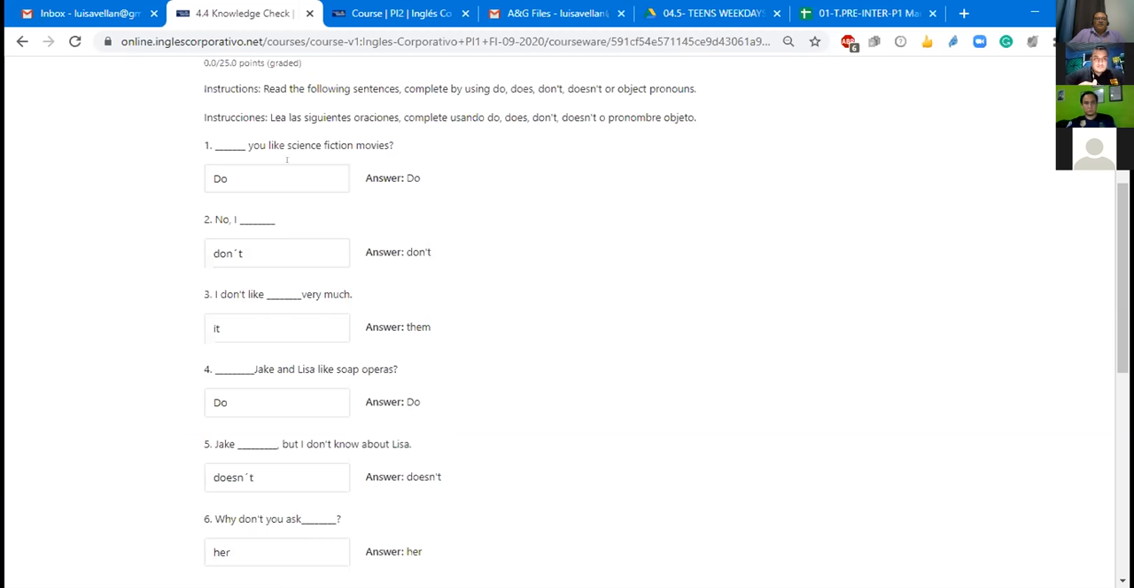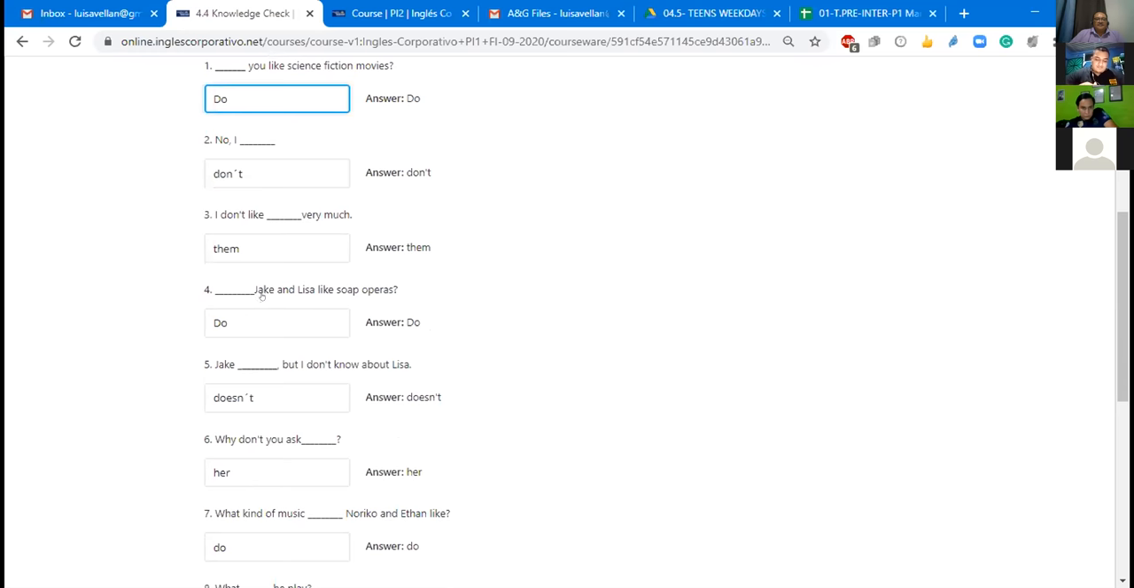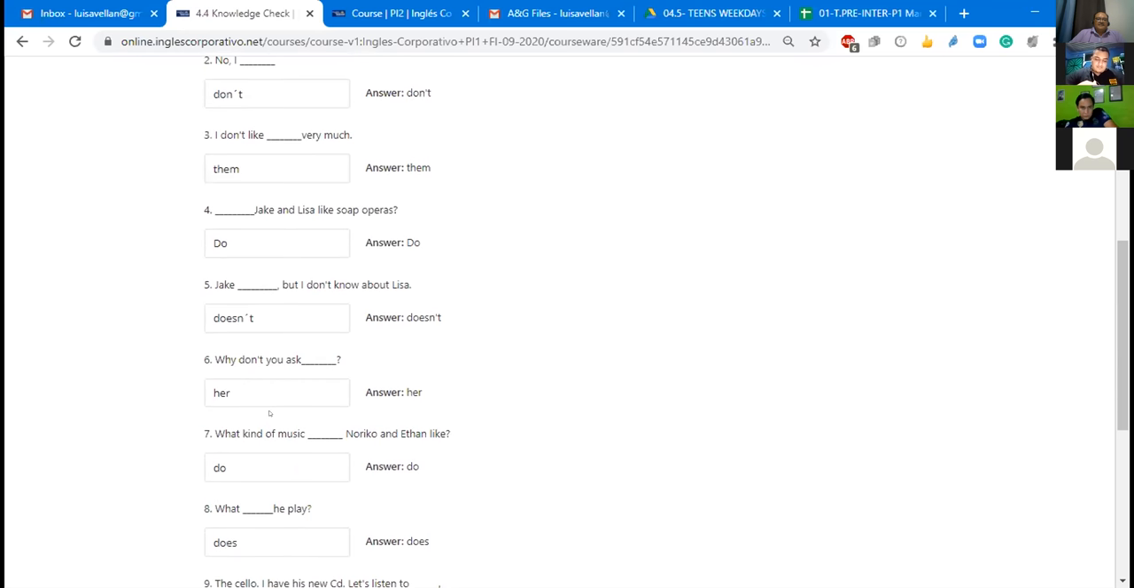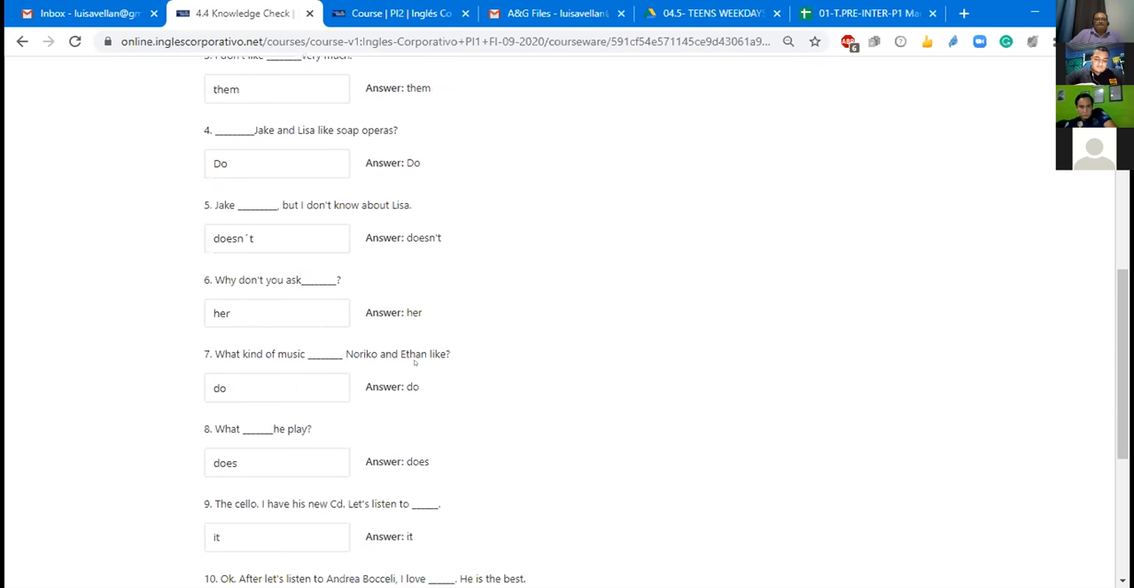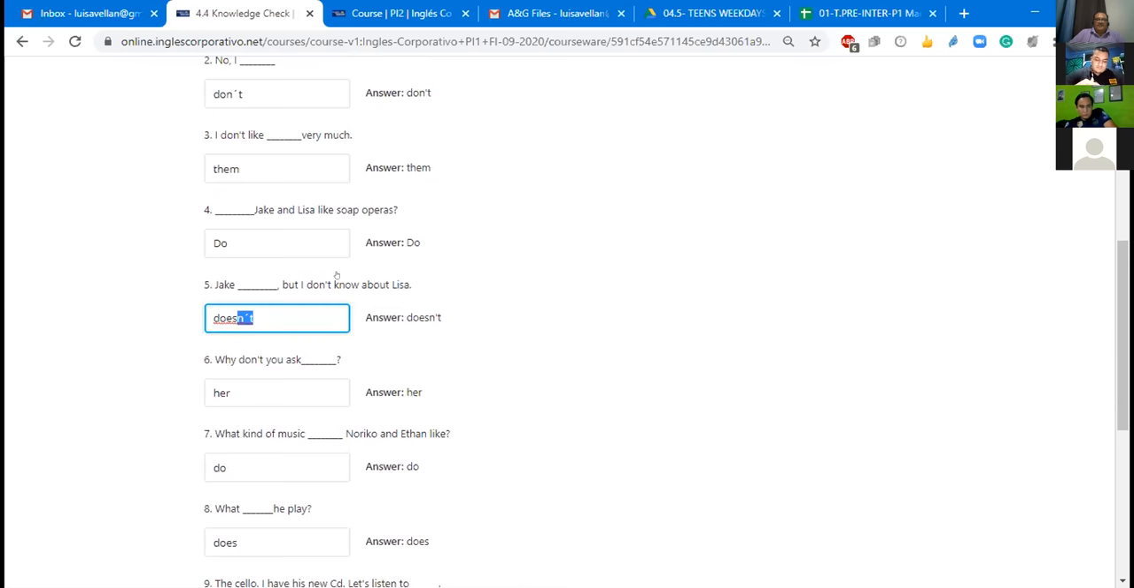Okay. Here: do you like science fiction movies? This is the plural. Do you like science fiction movies? Okay, no, I don't. I don't like them. It's talking about the movies, science fiction movies. And here it says, do Jake and Lisa like soap operas? Si se tiene la información, you can say does or don't. Okay, in this case, it doesn't. Si hubieran puesto does, estaría correcto. Pero no de acuerdo a este ejercicio, right? Because they say negative.